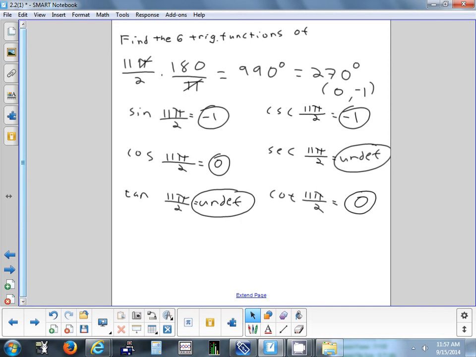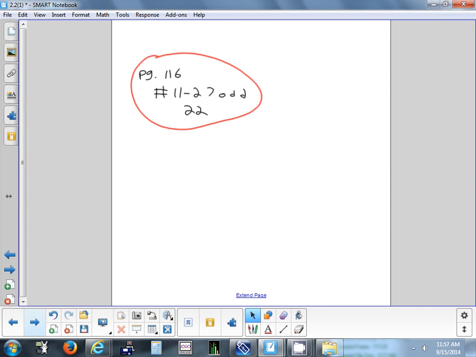Okay. So that's it for this part of the unit circle trig. Okay, so for tonight on 116, I'm just going to have you look at 11 to 27 odd and 22.